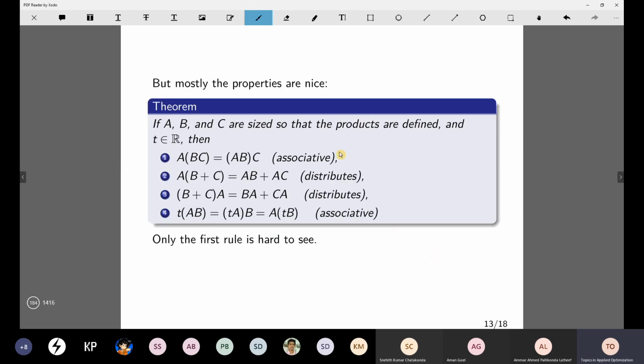So it satisfies the associative property. So (AB)C is the same as A(BC). Of course, you are not allowed to swap, right? But otherwise, you can do associative. It distributes: left distribution, right distribution, and the scalar can also distribute. So if a scalar multiplies here, you can first do T times A then B, or you can do A times B and then T times B.